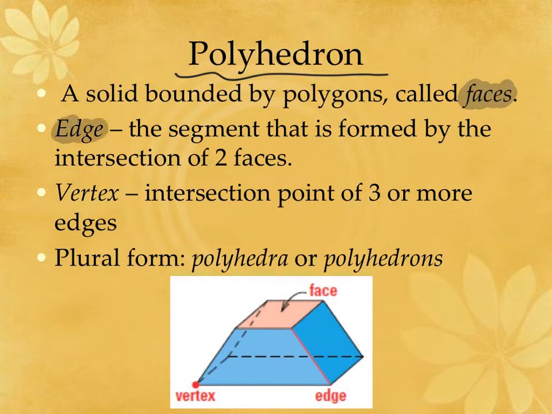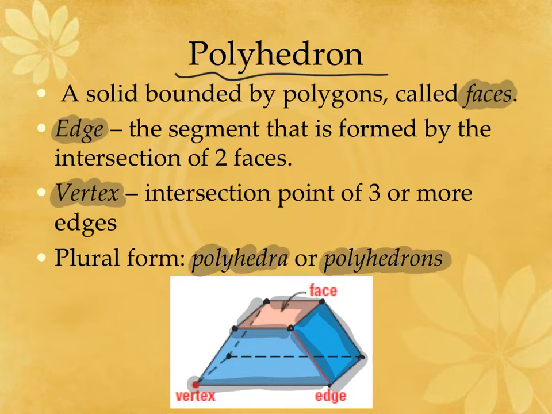The edge is the segment that's formed by the intersection of two faces. So this is an edge, this is an edge, an edge, an edge, an edge, an edge. All of those are edges. The vertex is the intersection point of three or more edges. So this would be a vertex. Up here would be a vertex, vertex, vertex, vertex. So all the corners are vertices. And the plural of polyhedron is polyhedra or polyhedrons. You can use either one. So again, just some vocab to get us started here.